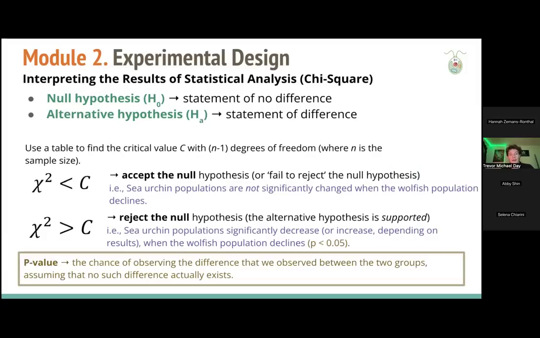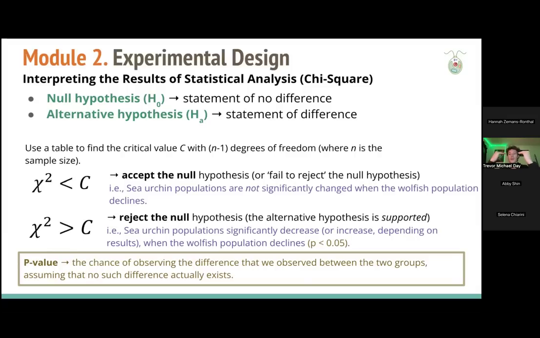So what is a p-value? Well, a p-value is explained in a lot of ways. It's often explained wrong, believe it or not, and there's actually a lot of misunderstanding as to what a p-value actually is. In simple terms, a p-value is the chance or likelihood of observing the difference that we observed, so of getting the data we collected, when comparing two groups, assuming that no actual difference exists, right?